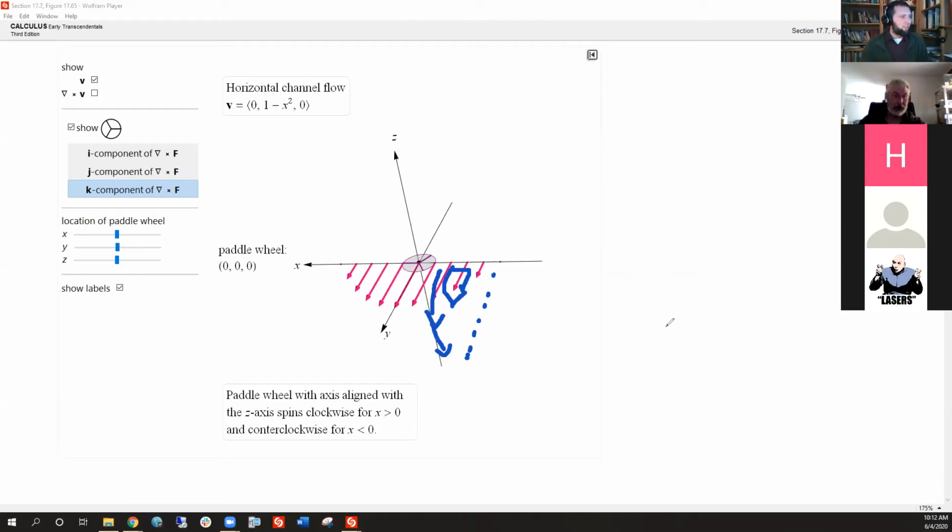Does this make sense in terms of how you could see the direction of the curl based on the length of those vectors? Any questions about that?